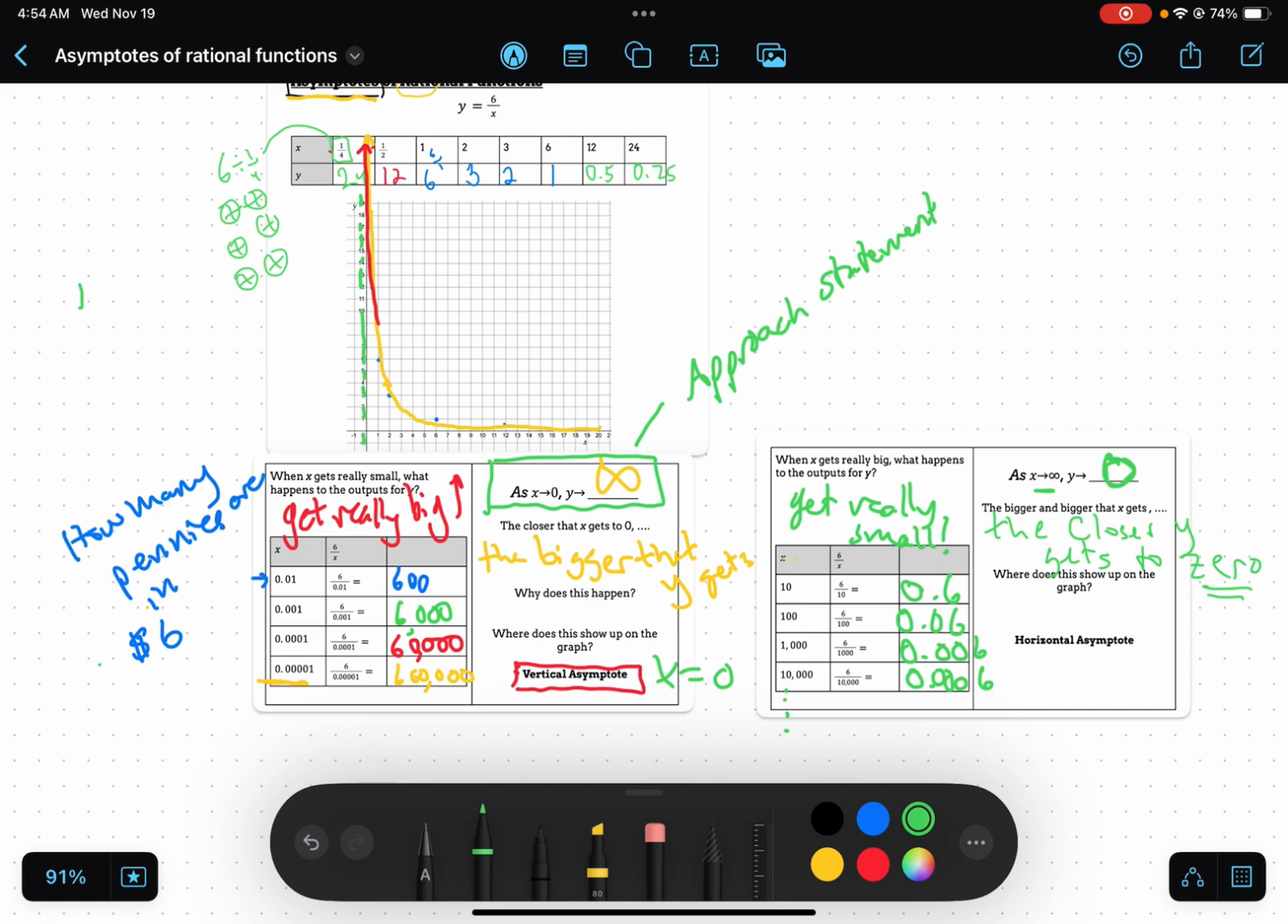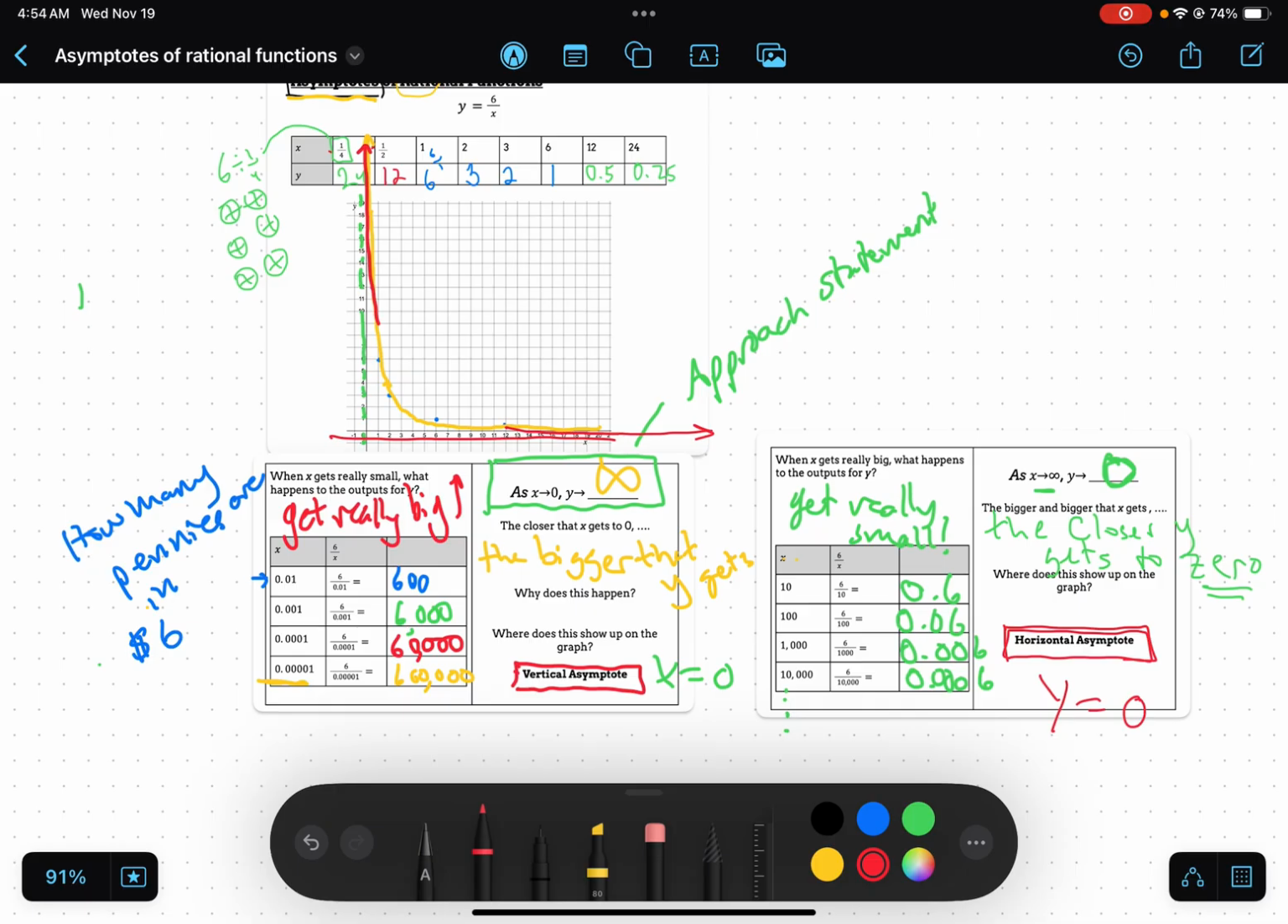Where does it show up on the graph? This shows up on the graph by how this line right here flattens out almost to 0. And this is called the horizontal asymptote. This is the line y equals 0. So when x is getting really, really big, y is getting really, really close to 0.